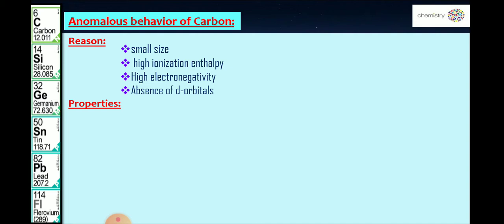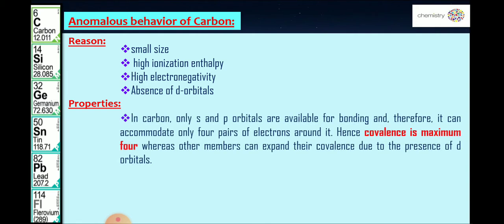Okay, then what are the anomalous properties? How is carbon somewhat different from the rest of its members? Which are those properties? In carbon only s and p orbitals are available for bonding because there are no d orbitals. Therefore it can accommodate only 4 pairs of electrons around it, 3 in p orbital and 1 in s orbital. Hence, the covalence is maximum 4 in carbon.